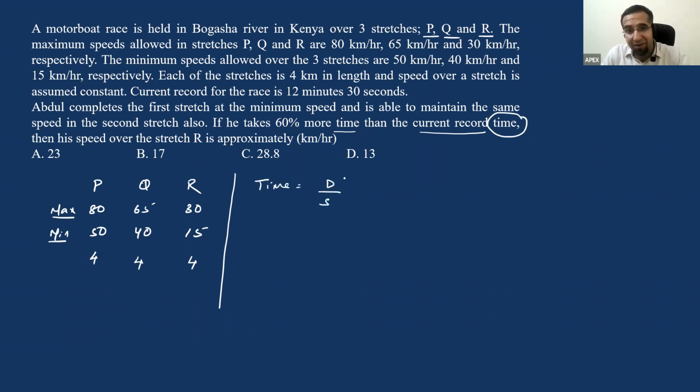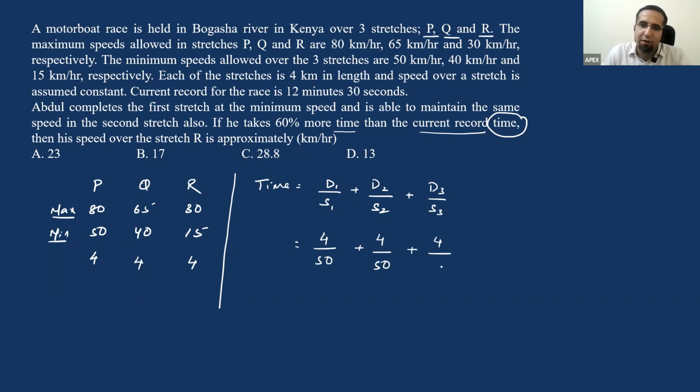In this case, there are three stretches. So D1 by S1 plus D2 by S2 plus D3 by S3 will give me the total time taken, right? So what is D1 by S1? First stretch is traveling at 50. Second stretch also is traveling at 50. I do not know the speed at which he is traveling the third stretch. Let's say that is at X kilometers an hour. Now, kilometers an hour, time should be in the form of hours, uniformity of units.